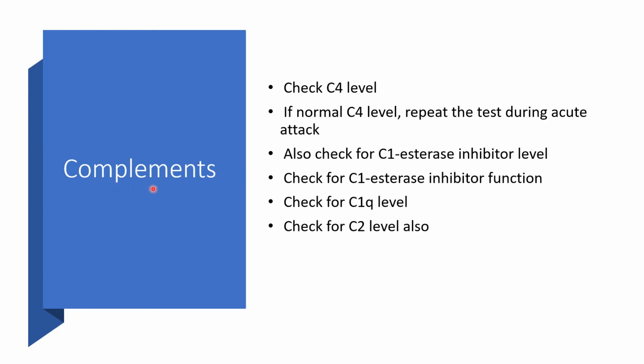Now, the complements. We will be making use of the value of C4. If C4 is normal, we have to repeat the test during acute attack of the angioedema. We will also check for C1 esterase inhibitor level. The journey has not ended yet. We'll proceed to check for C1 esterase inhibitor function. And it will be appropriate to check for C1q level. We may also check for C2 level as well.